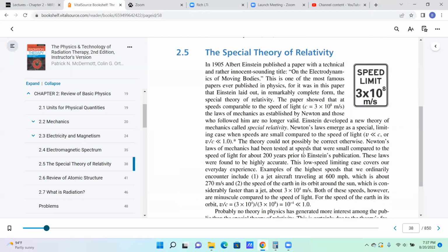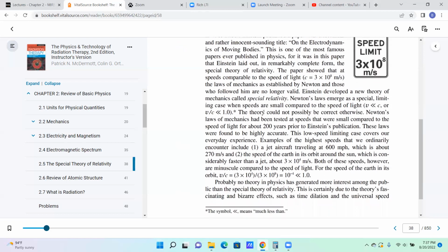Okay, so you've gotten a brief view of a lot of physics that have led us up to this particular point. Now we're going to take a look at how the special theory of relativity plays into this. In 1905, Einstein published a paper entitled "On the Electrodynamics of Moving Bodies." In this paper, the special theory of relativity was laid out.